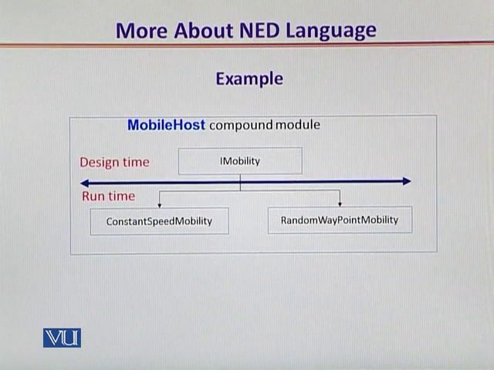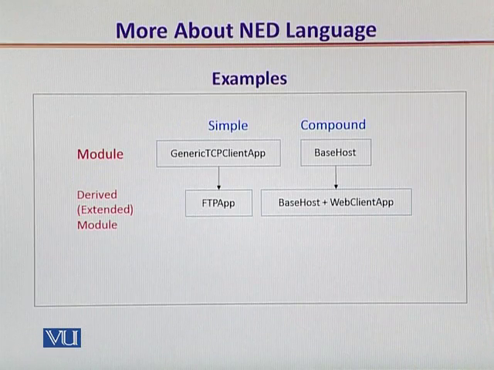Let's look at two examples. The first example deals with the simple module, in which we have a generic TCP/IP client application. As we all know, TCP sits at the transport layer. It can actually service a variety of applications on the application layer. So, when we extend a TCP client application using inheritance, we can give it a specific job. For example, we can call it FTP client application, or similarly HTTP client application.